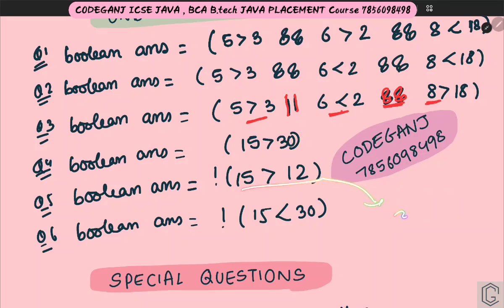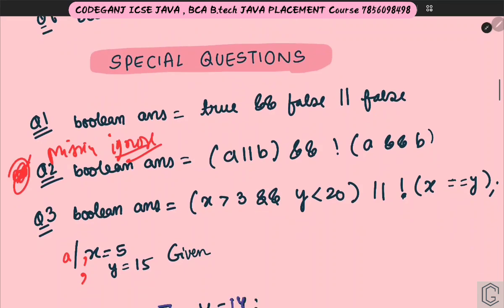15 greater than 12. So this part is true, but you have a not operator, so it will convert it into false. And always remember, true you have to write as small t and false you have to write as small f. This condition is true, but you have a not operator, it will convert it into false. Okay. Suppose you have true and false or false. So true and false, we know true and false.